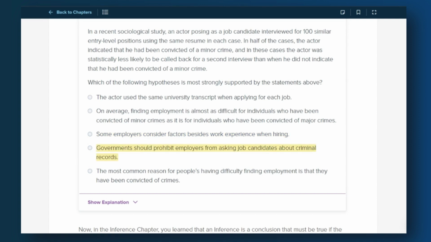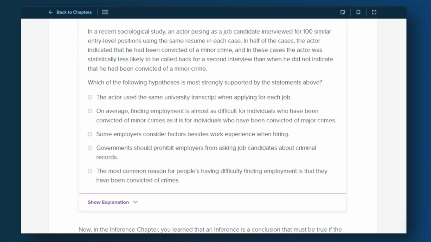D, therefore, government should prohibit employers from asking job candidates about criminal records. This one could eventually be a conclusion to these premises, but not without more premises. This one kind of jumps the gun. It's not yet well enough supported to be our choice.